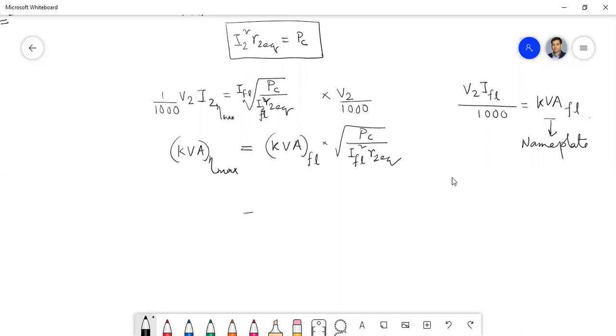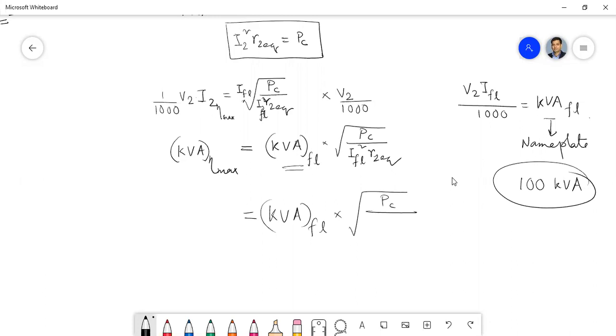Now, suppose the KVA given on the nameplate is 100 KVA. Now, we have to say at what KVA we have to operate the transformer to get the maximum efficiency out of it. Okay. Now here we'll have the 100 KVA. You should know this fraction. What is that fraction that I want to find out? And how to find out that fraction?